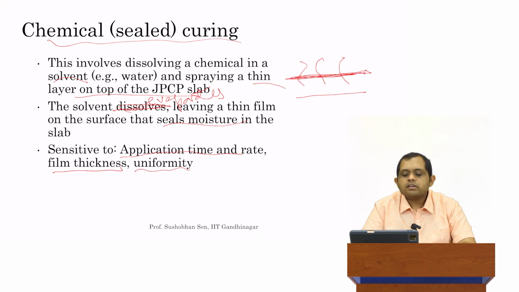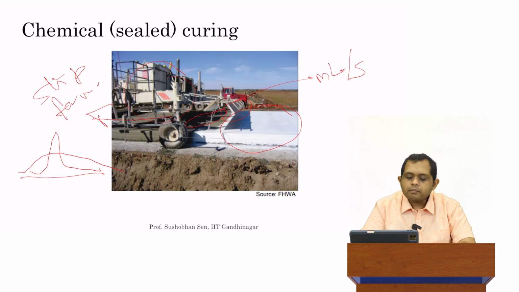So the question is, what sort of uniformity is acceptable to lock in the moisture? How is that uniformity affected by application time and rate? What is the film thickness that we should be aiming for that will sufficiently lock in the moisture, but at the same time minimize the use of this curing compound, because it is an additional cost. It's not cheap to use this compound, so it is an additional cost. Those are the open questions in the field of chemical curing.